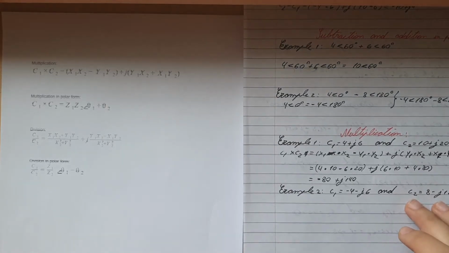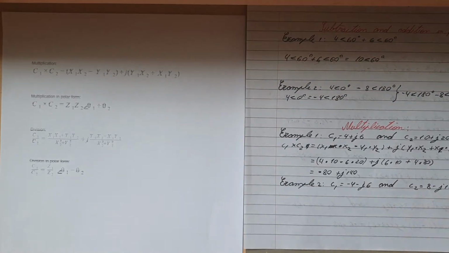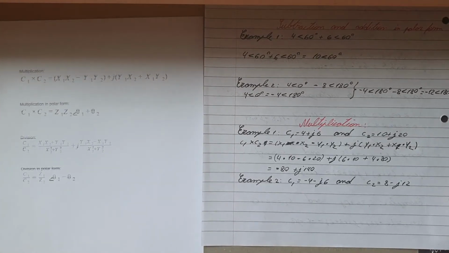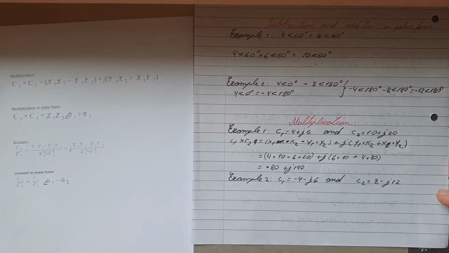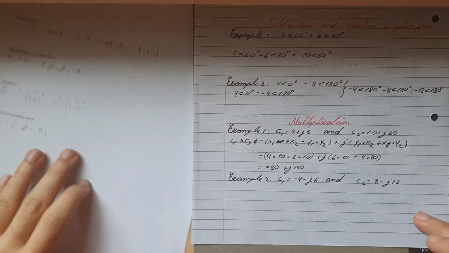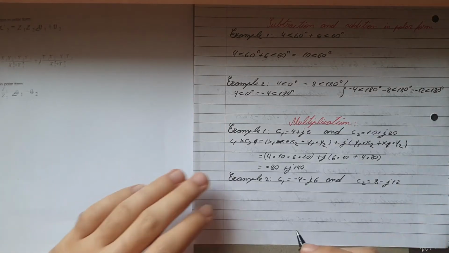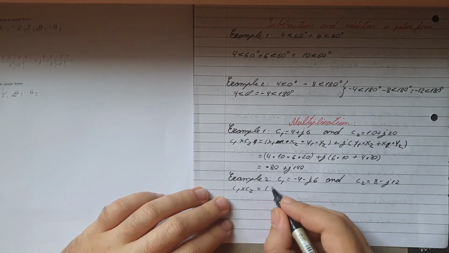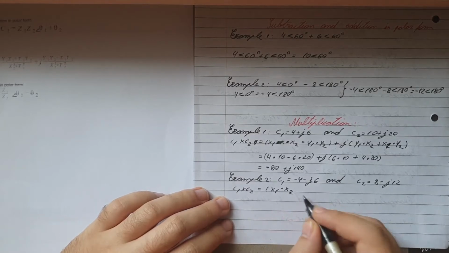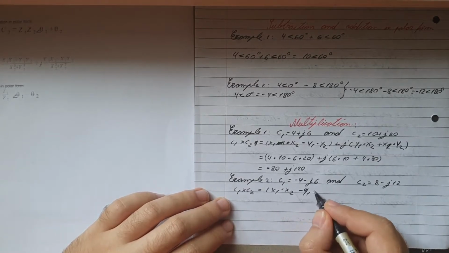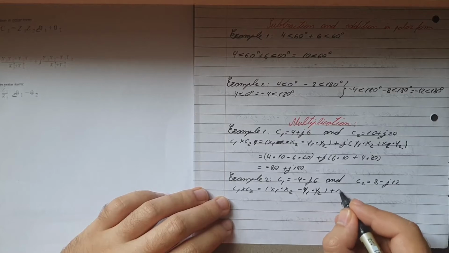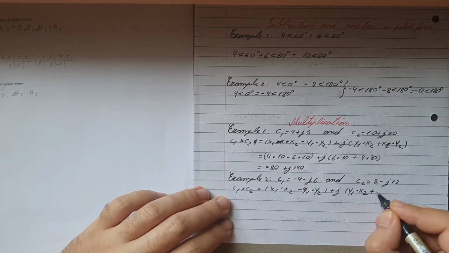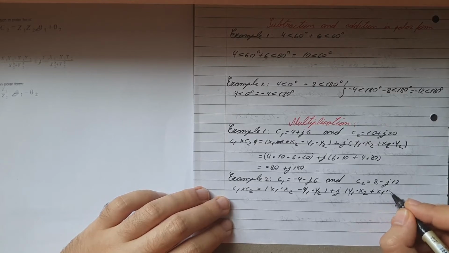Alright, now let's do the next one, which is this one here. Let me put it more that way here. There you go, so you can see it clearly. Okay, that's perfect. Again, it's the same formula, so it'll be C1 times C2 equal to x1 multiplied by x2 minus y1 multiplied by y2 plus j, y1 multiplied by x2 plus x1 multiplied by y2.